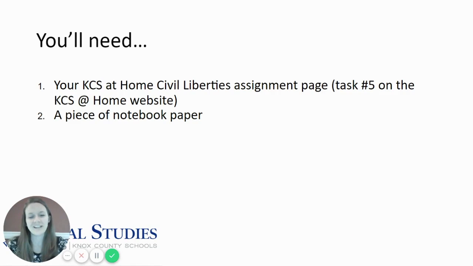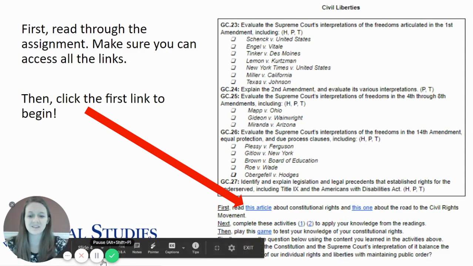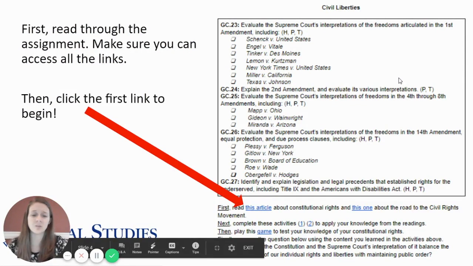Today, you'll need your KCS at Home Civil Liberties Assignment page, which is task number 5 on the KCS at Home website, and a piece of notebook paper. First, you should read through the assignment and make sure you can access all the links.